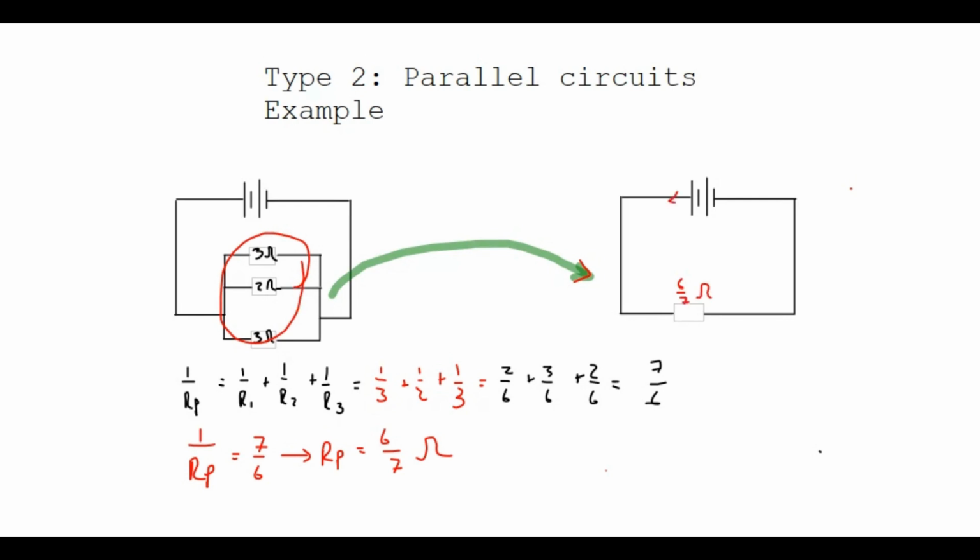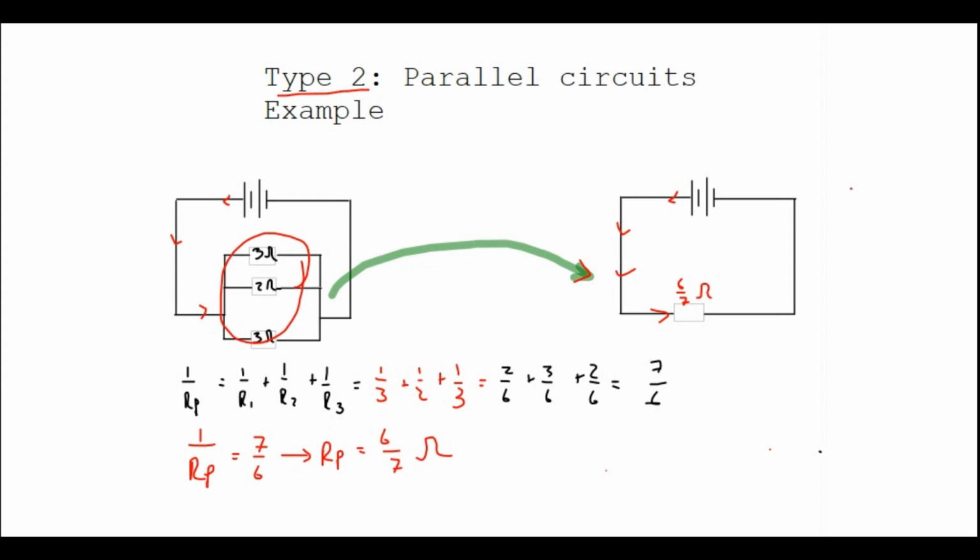Meaning if we had to look at the current flowing through here, and imagine these three resistors are now one resistor, the current would flow through it like that. And the resistance to that current would be 6 over 7 ohms. We do need to remember, however, that type 1 and type 2 are generally easy, and they are very rarely asked in your papers, especially grade 10, 11, and 12.